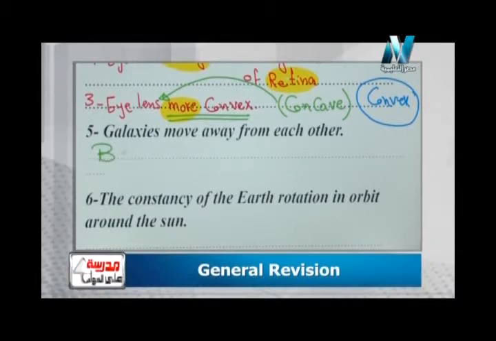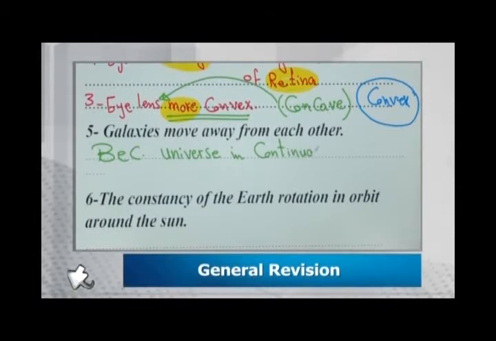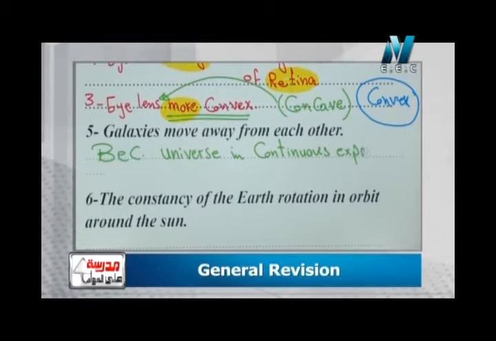Of course, we have the theory here: open universe and closed universe theory. I tell him because the universe is in continuous expansion، في تمدد مستمر. هنا بس عايز اقول حاجه.